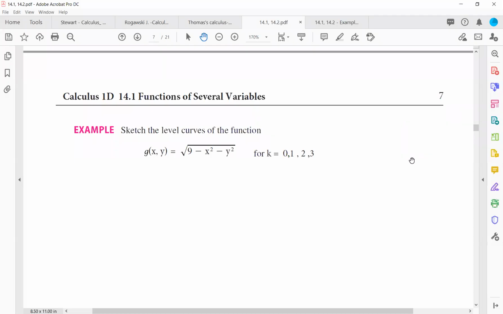Next example. Here you have a function, g of x and y equals the square root of 9 minus x squared minus y squared. The function is just a square root function, and the question says, find level curves for given k values. Please pause the video, solve this example, then we go over the solution together.